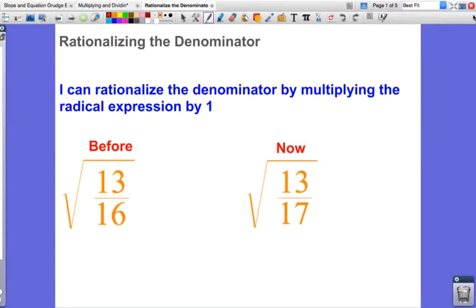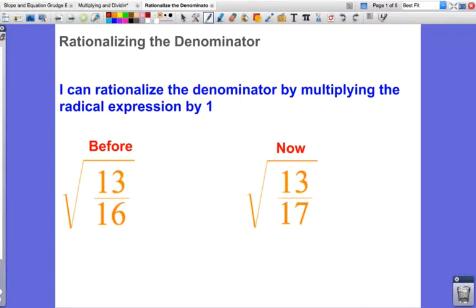Hey everybody, Gradius here, and this video is for rationalizing the denominator. When we're talking about rationalizing the denominator, we are talking about radicals, and it's a way of simplifying radicals and simplifying the terms in the radicals, especially when they're in fraction form.